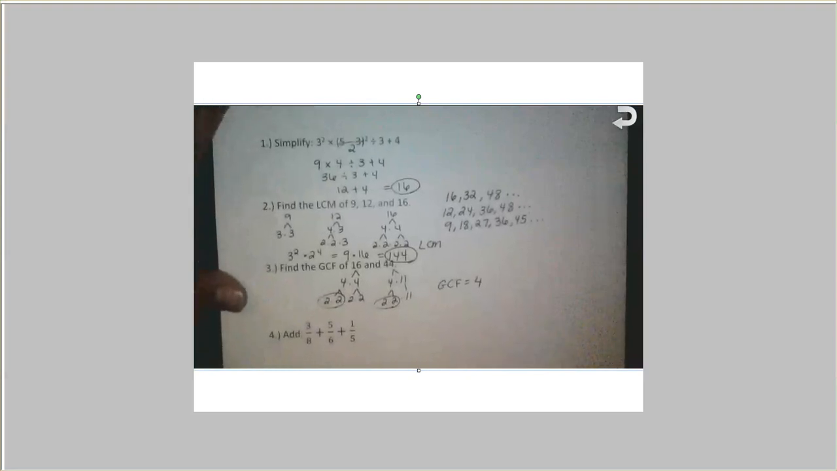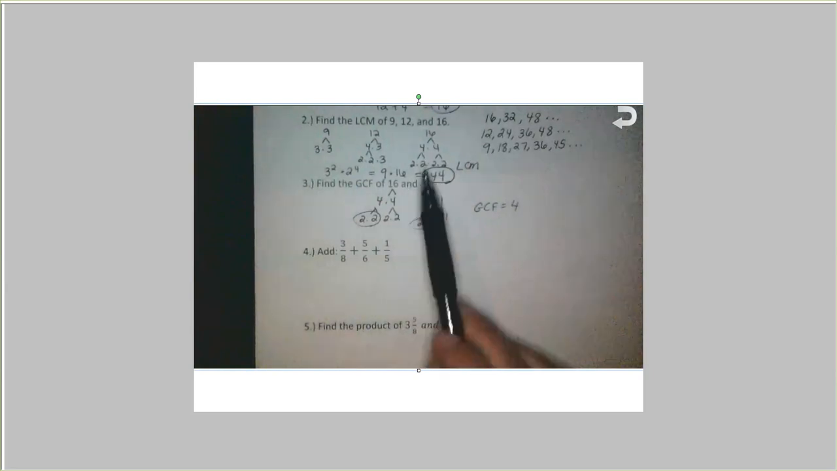Okay, don't forget when we are adding and subtracting with fractions that we have to get a common denominator. So that's what we're going to do on number 4. What is the least common multiple of my denominators? 8, 6, and 5. So I could do the same kind of method that I did here in number 2 to find that.